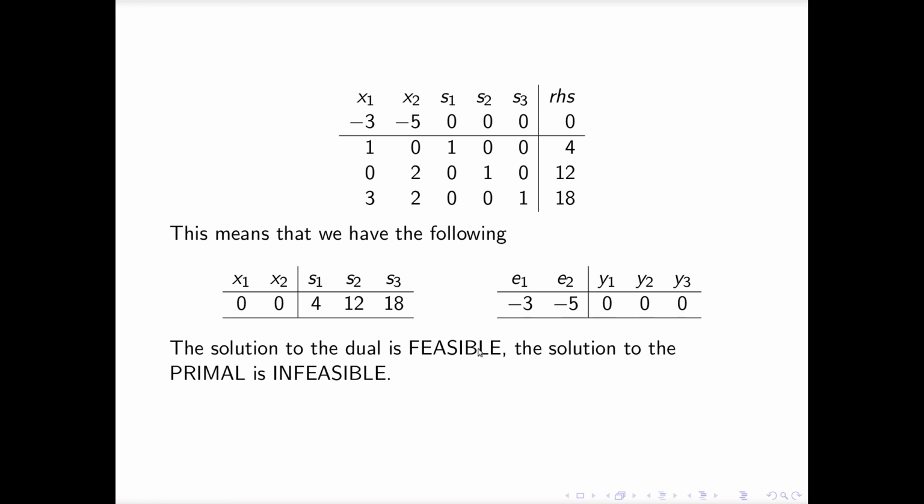Wait a minute. That is opposite. Sorry about that. This problem over here is feasible, right? We have a BFS for the primal, and the dual is infeasible. I see that I've even capitalized my error. Sorry, I'll change that before I publish the notes.